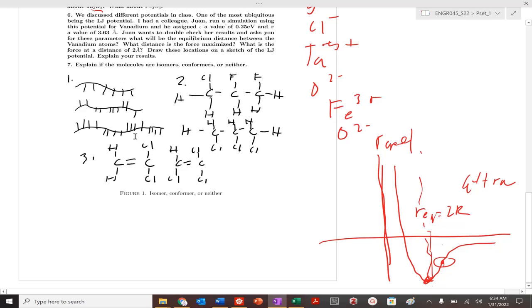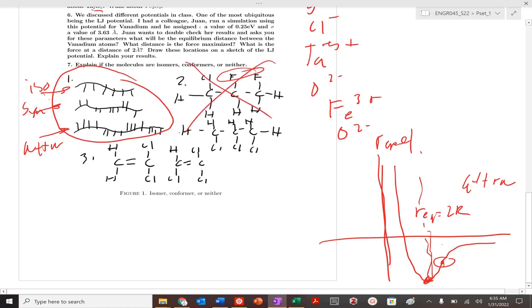Excellent. Finally, isomers, conformers, neither. These are stereoisomers: iso, syndio, atactic. If we look here, remember conformers and isomers need to be chemically identical. So here there's a bunch of H's and Cl's, but I see some F's, so neither. And then here I have 2 Cl's, and I have 3 Cl's here, so neither.